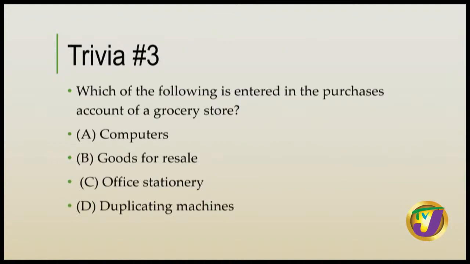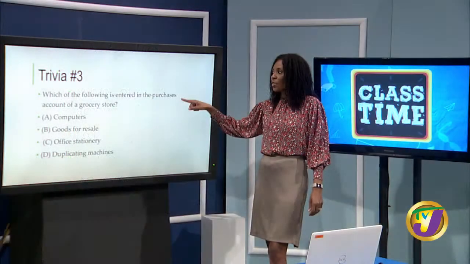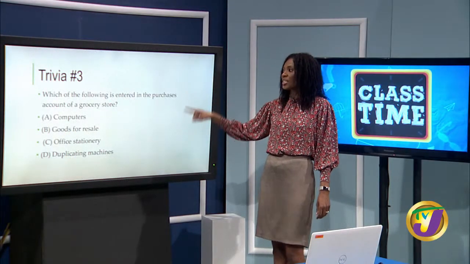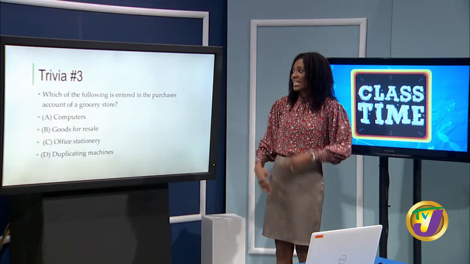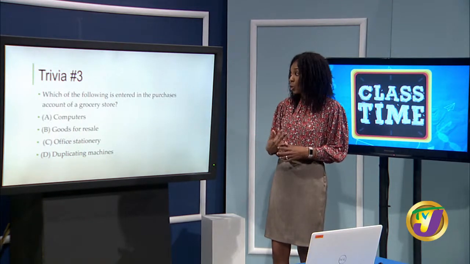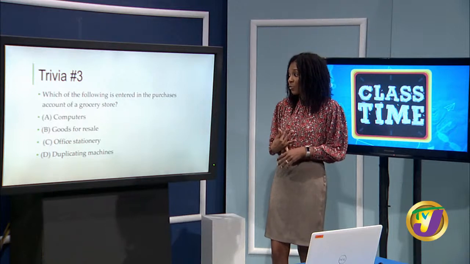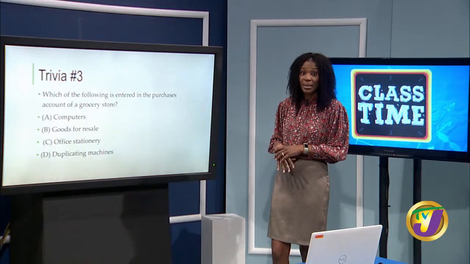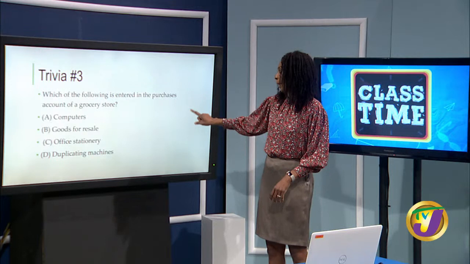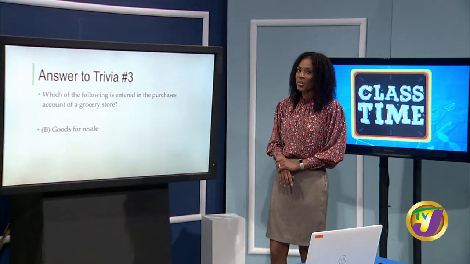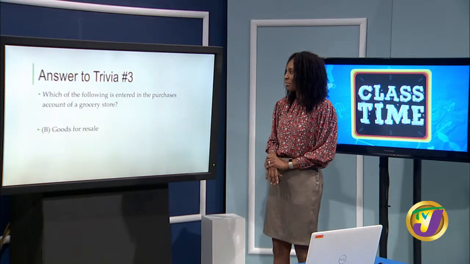I have a third trivia for you. Which of the following is entered in the purchases account of a grocery store? And I see this as a very common multiple choice question, students. So you can mark this one. Which of the following is entered in the purchases account of a grocery store? Is it A, computers, B, goods for resale, C, office stationery, D, duplicating machines? Of course, the answer is goods for resale.